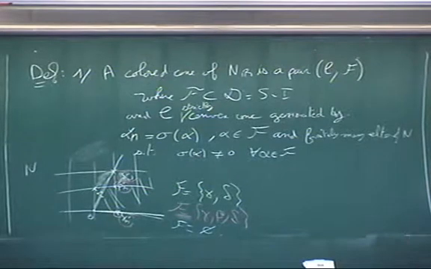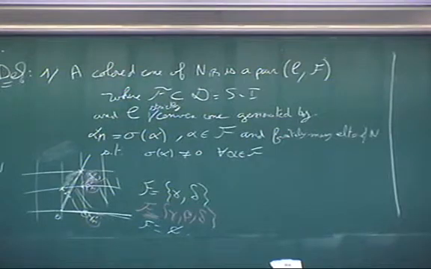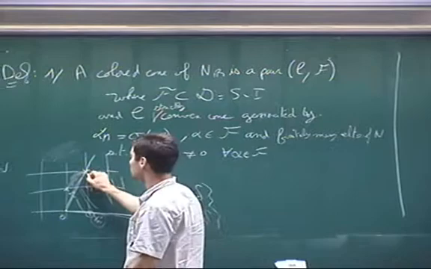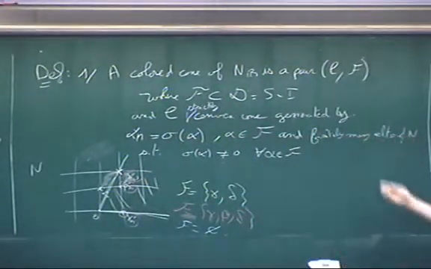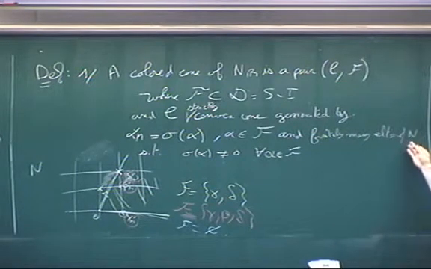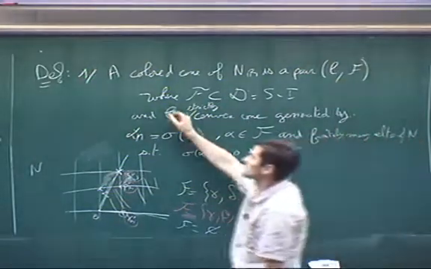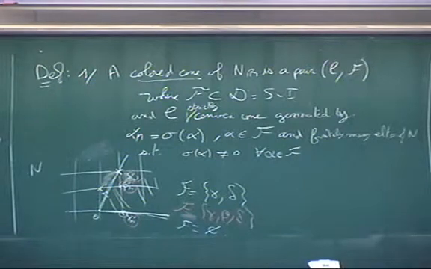What's the meaning of finitely many elements? Is it some arbitrary element? Yeah, arbitrary element. So here I chose this point, for example, but I could have chosen other points, so these points are arbitrary. So in fact, for the definition of colored cone, it's very arbitrary. Just the colors are fixed. So the colors and the images of the colors are fixed.